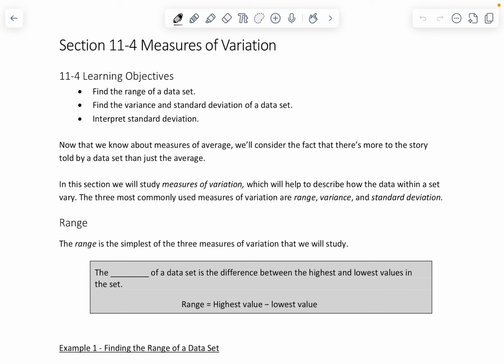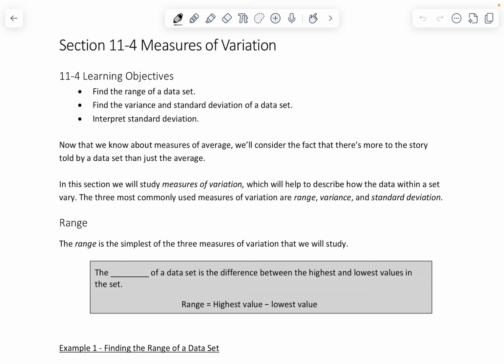In this video, we will be talking about measures of variation. Our learning objectives will be to find the range of a dataset, find the variance and standard deviation of a dataset, and to interpret the standard deviation.